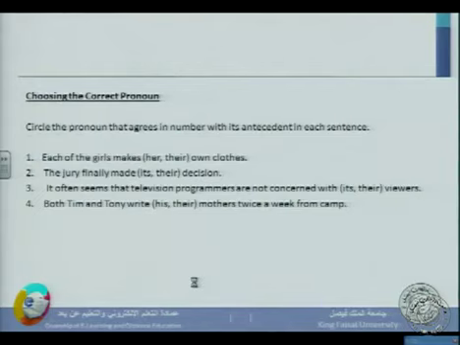So here's an example, or actually an exercise. Circle the pronoun that agrees in number with its antecedent in each sentence. The antecedents are the nouns, because we said the pronoun refers back to a noun. This is the first sentence: Each of the girls makes her or their own clothes.